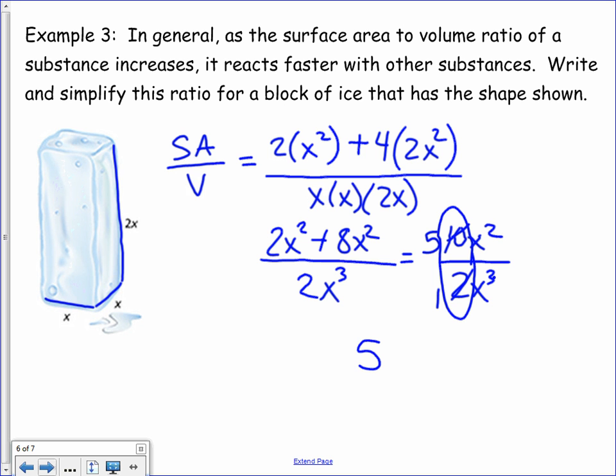So we're going to be left with 5x to the negative 1, which means we have 5 over x to the 1. So 5 over x is what this is simplified. And that's all we have to do. We don't have to put excluded values for this. So the simplified ratio of the surface area to the volume of this particular block will be 5 over x.